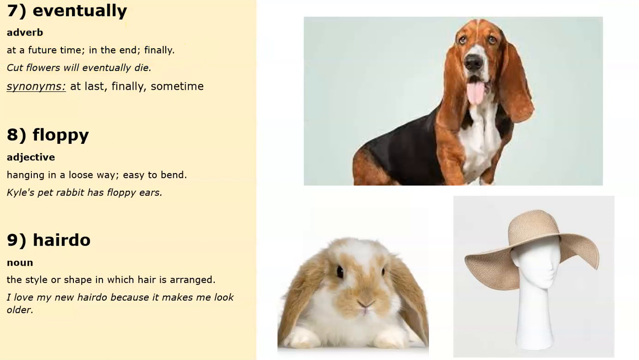Our next word is floppy. Floppy is an adjective, and it means hanging in a loose way, or something that's easy to bend. For example, Kyle's pet rabbit has floppy ears. So if you look at the rabbit here, his ears are hanging down and they look a little bit loose. So I can say they are floppy ears.